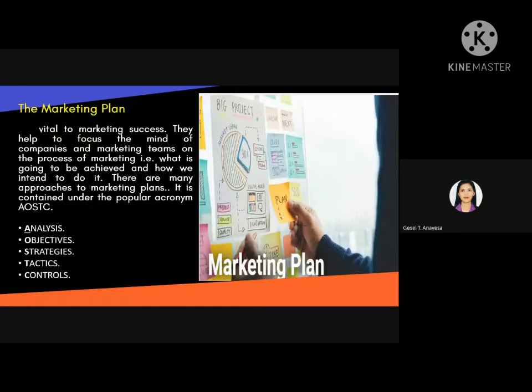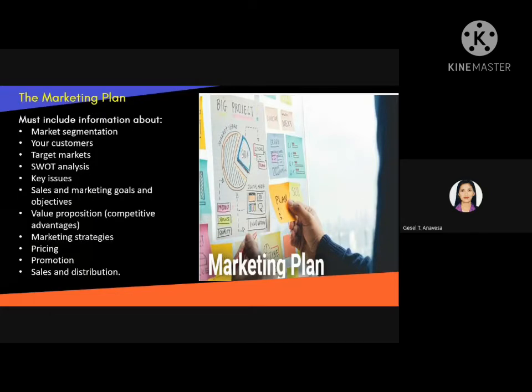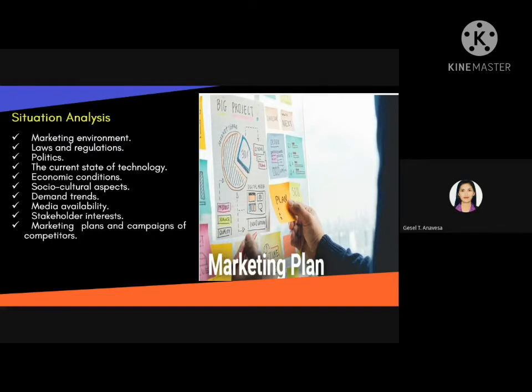So after the business plan, you are going to present your marketing plan na ha. Okay, so mao na siya ang definition sa marketing plan. So marketing plan includes the information about the market segmentation, about your customer, about your target market, SWOT analysis, key issues that would arise from your SWOT analysis, the sales and marketing goals and objectives, the value proposition, the marketing strategies, the pricing, promotion, sales and distribution. Okay. So situation analysis includes the marketing environment.